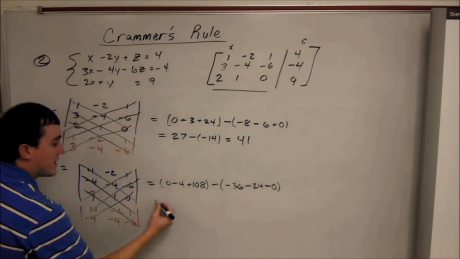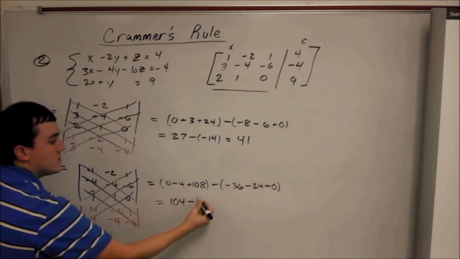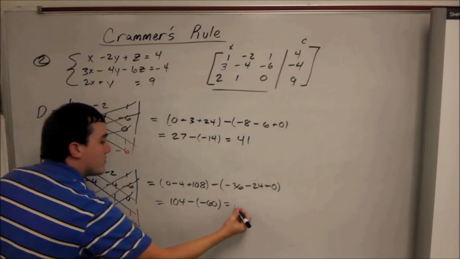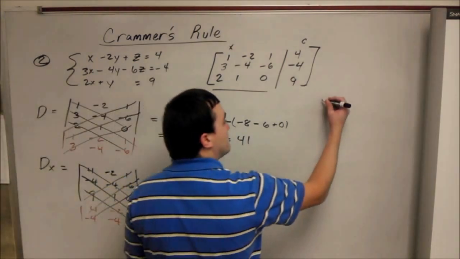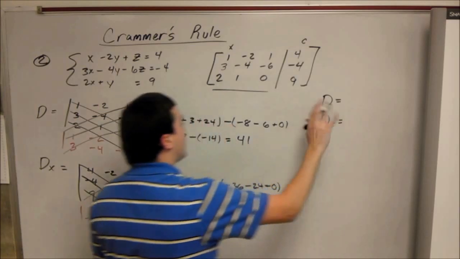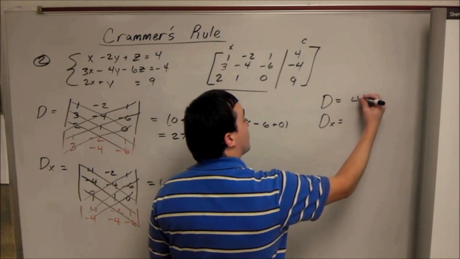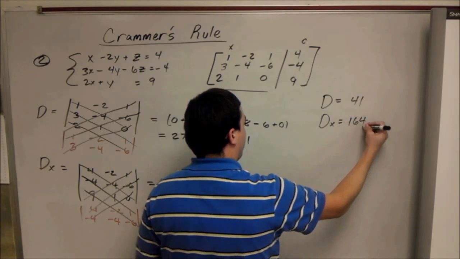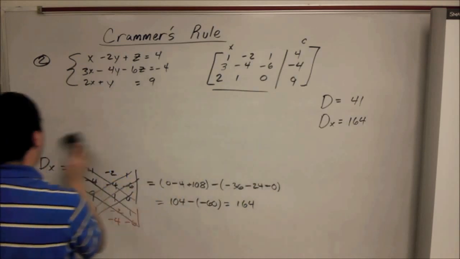So our determinant for the second one is 104 minus negative 60. So 104 plus 60 is 164. So far we have the regular D and dx, which I'm going to copy down over here because I need more room to do dy and dz. D is 41, and dx is 164. So now we have to find dy and dz the same way.